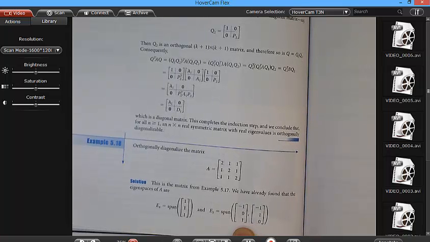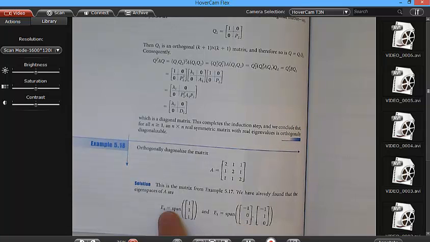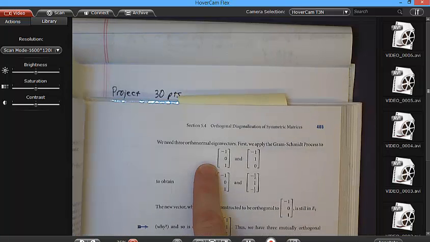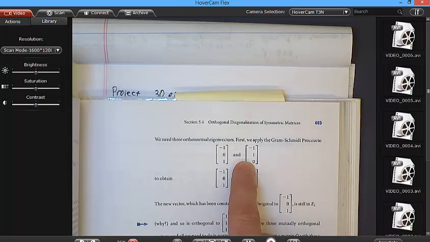And what do we know is going to be true about these eigenvectors? They're already orthogonal, so that's nice. But the 2 and 1 are not. Right. We need 3 orthonormal eigenvectors. So we apply Gram-Schmidt to these two, right?